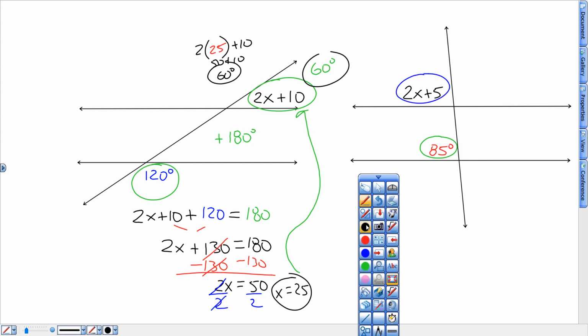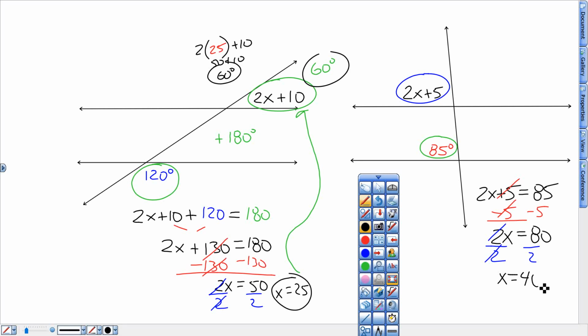So here I go. I got 2x plus 5 equal to 85. Going to subtract that 5 on both sides. Remember, these are equal. That angle I already know is 85, but I want to find x. That gives me 2x equals 80. Divide by 2. That gives me the value for x is 40. I know the angle is 85. And again, I could get that by just knowing these are equal, or I could take that and plug it in and do the math.